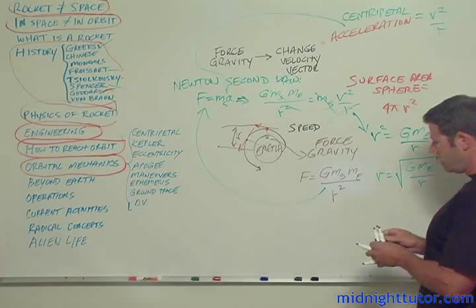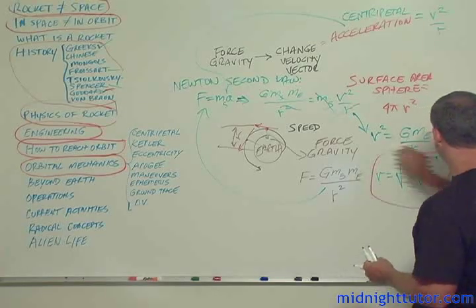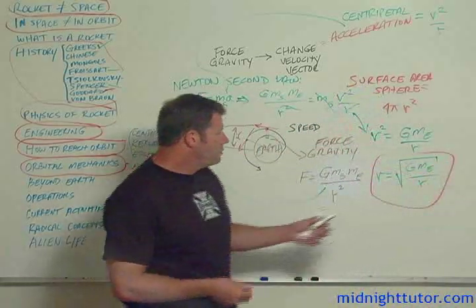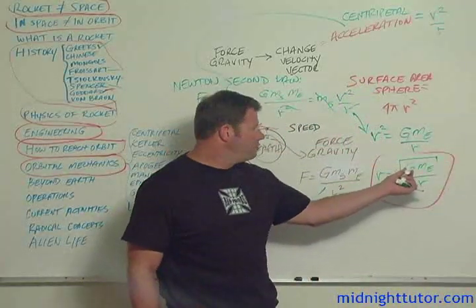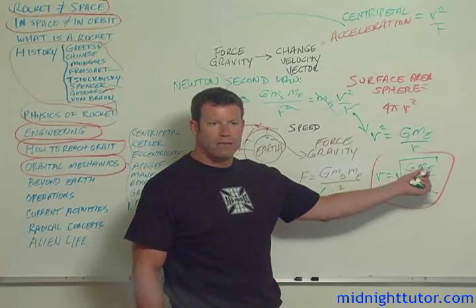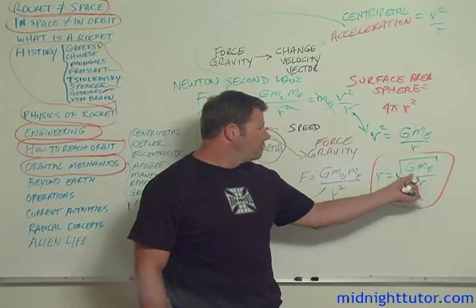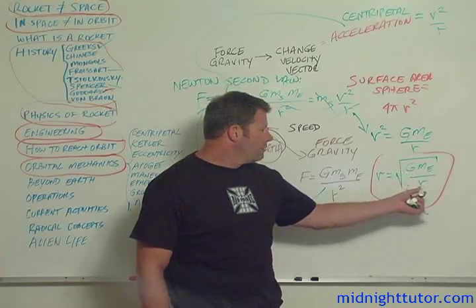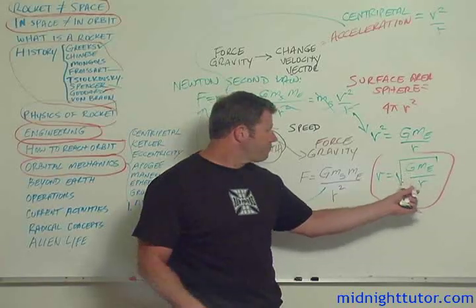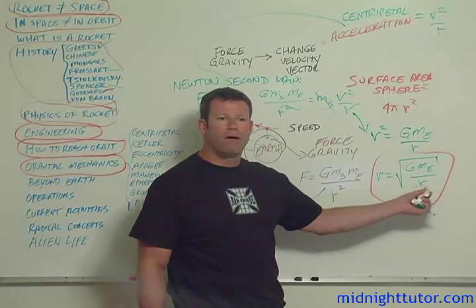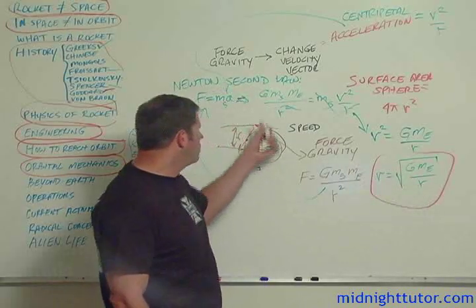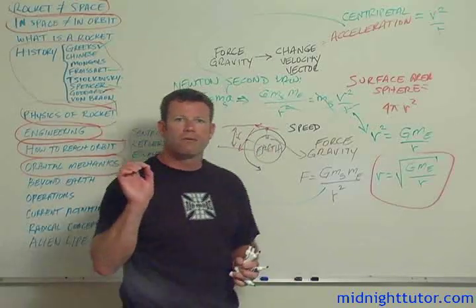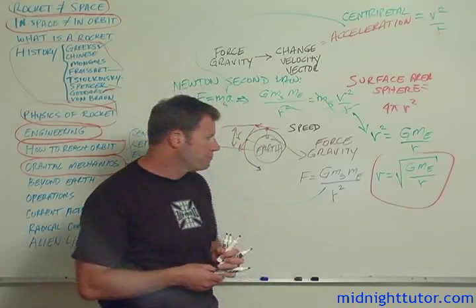And so this equation is the basis for all orbital speed. You pick a planet with a particular G and an ME, in this case the Earth. The G is actually universal, so that's independent of the body, as far as we know. You give me an R, a distance you are from the center, and I'll tell you what your orbital speed is. The only thing that matters when you're talking about orbital mechanics is speed.